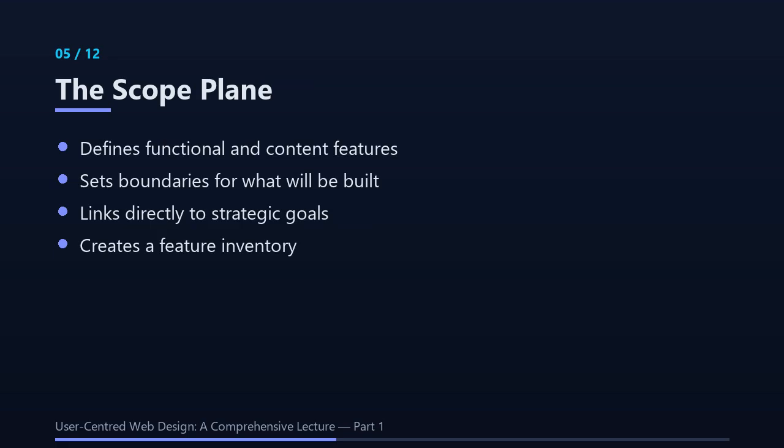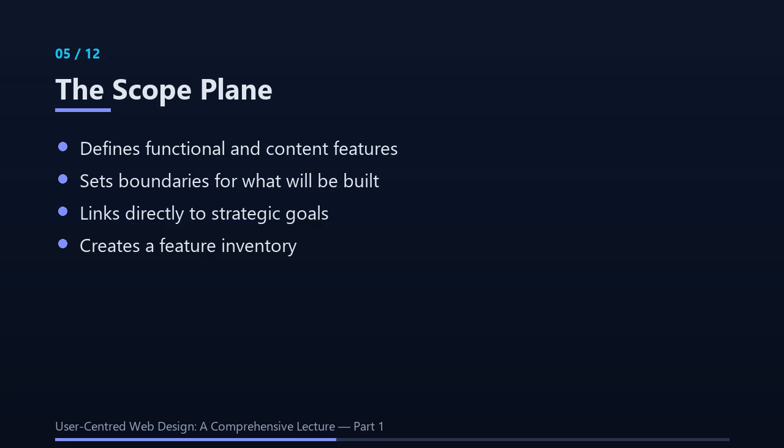Moving upward, the scope plane takes the strategic intent and turns it into a concrete list of what the website will actually do. This includes both functional features, such as search, user login, or shopping cart, and content elements like articles, product descriptions, and multimedia. By clearly delineating what is in scope and what is out of scope, the team avoids feature creep and ensures resources are allocated efficiently.